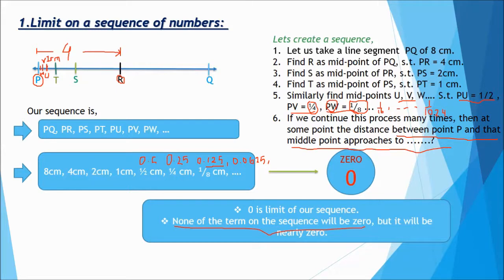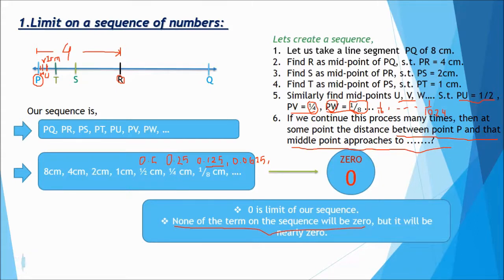Our sequence must have some value, and the limit is not a value in the sequence. None of the terms in the sequence will be 0. The terms will approach towards 0, and that approaching value is the limit. Like in the previous slide, in the example of the school bus, we saw the approaching destination is the limit. Now here the approaching value will be 0. The terms in the sequence will approach towards 0.